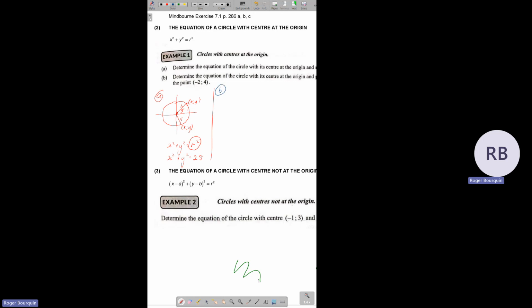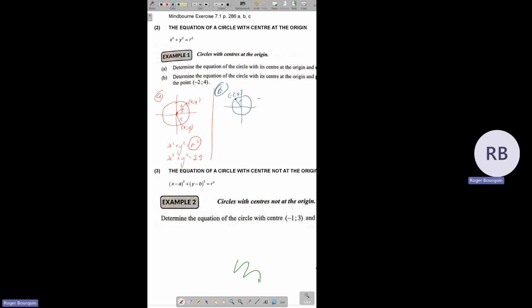Okay, so B, you've got a circle, it is centered at the origin, and it's passing through the point negative 2, 4. So it goes through this point negative 2, 4 over here. What a bad circle. The center is at the origin, apologies for that. It's a circle that looks something like that. Negative 2, 4, there's your radius.